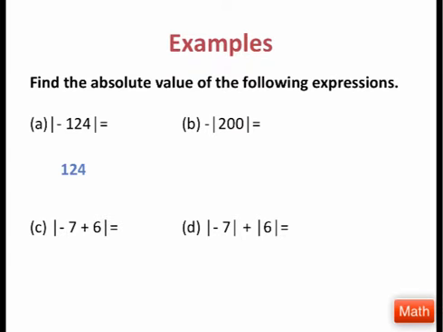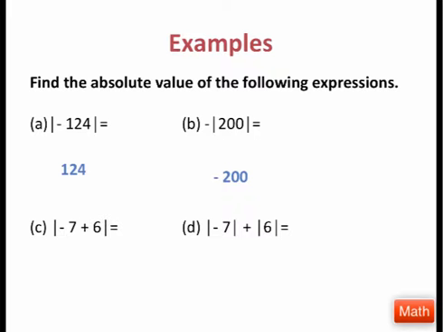Now you look at the second example, minus the absolute value of 200. We notice that the minus is on the outside of the absolute value bracket. So we take the absolute value of 200 first, which is 200 distance from 0, and then apply the negative afterwards. So be careful there to see whether the sign is on the inside or the outside.